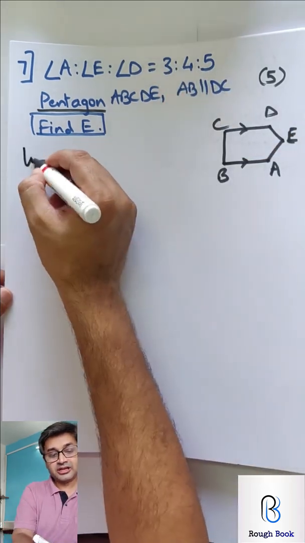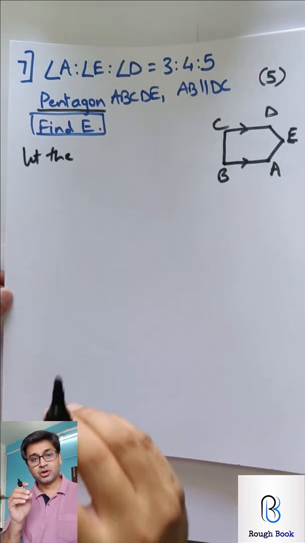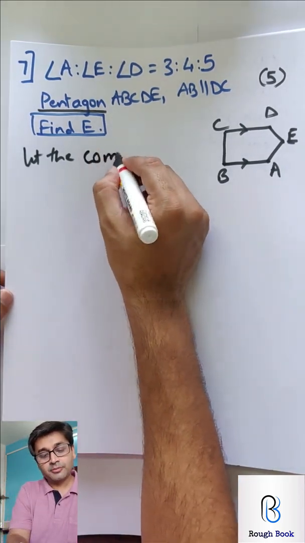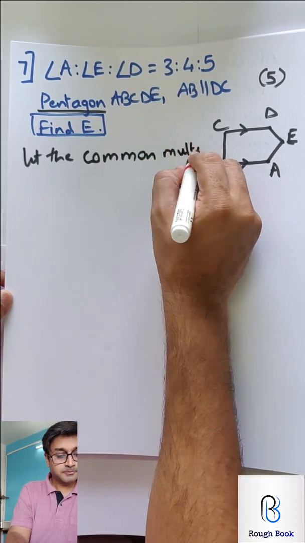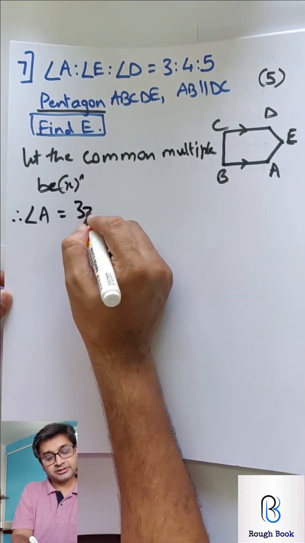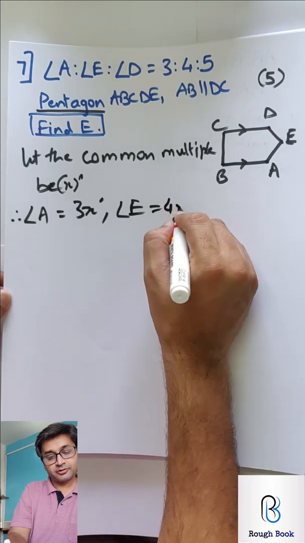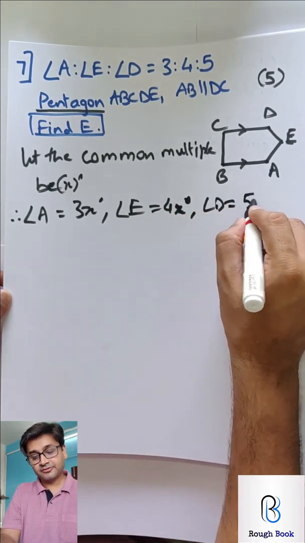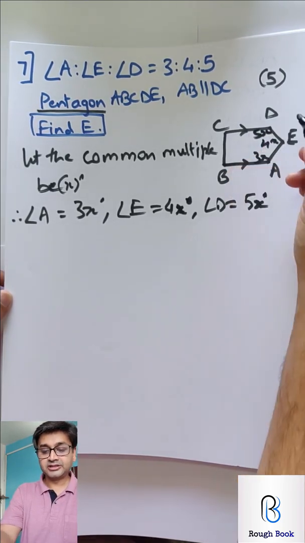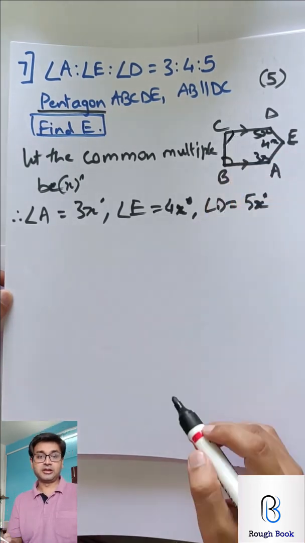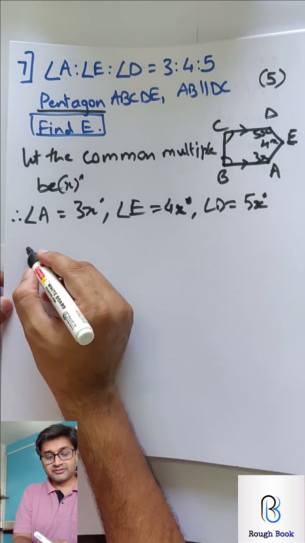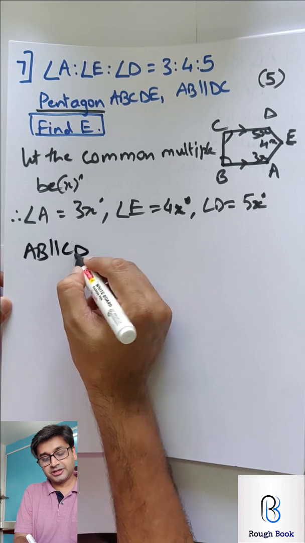AB parallel to CD. Angles A, E, D are in the ratio 3:4:5. So whenever you see the ratio in any subject, any topic, you should write let the common multiple be x. So therefore angle A becomes 3x, E becomes 4x, and D becomes 5x. What about these two angles? Any clue? B and C. Yeah, I have given you the hint. Come on, start thinking.